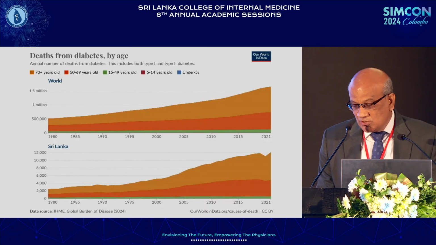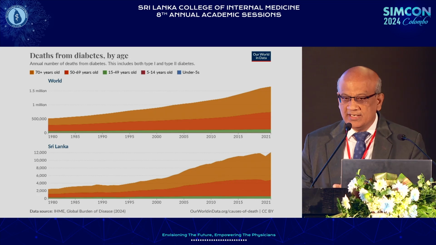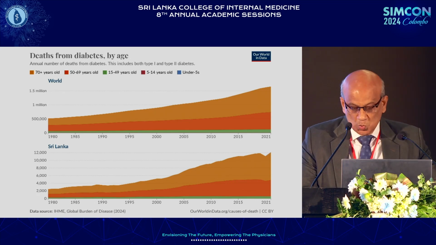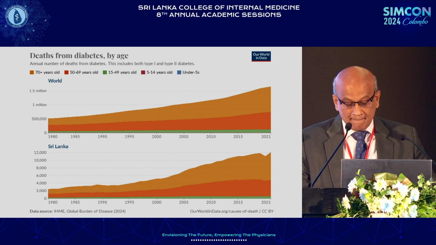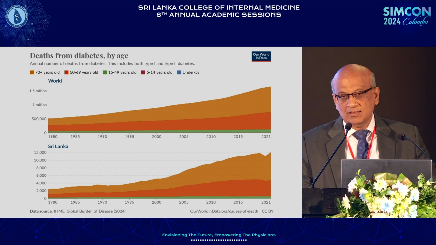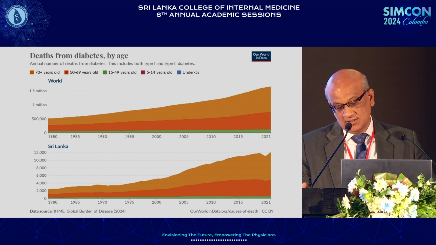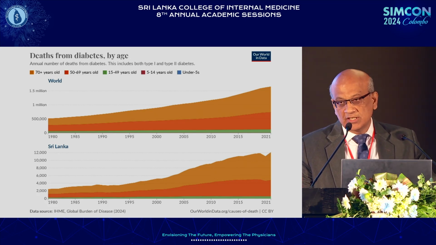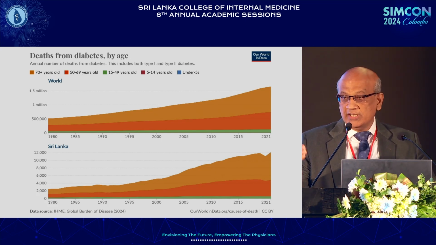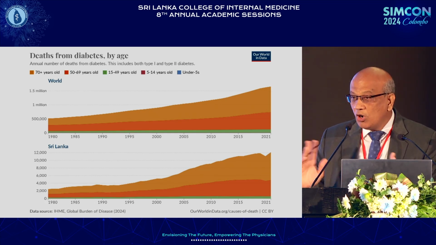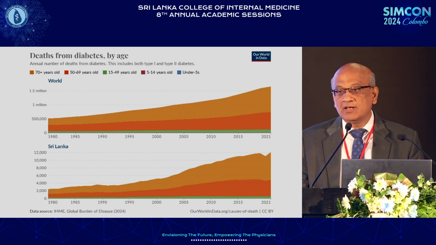Now this slide shows very recent data, deaths from diabetes by age. This is the global one at the top and the Sri Lankan statistics at the bottom. So we can see, despite all advances, globally, the deaths due to diabetes are on the rise. Of course, the story in America and Europe may not be this bad. But when we took all data globally, this is what it reveals.